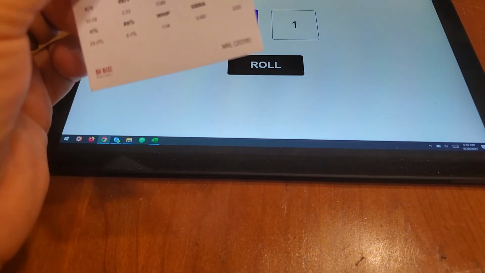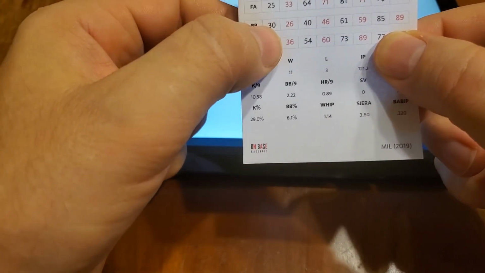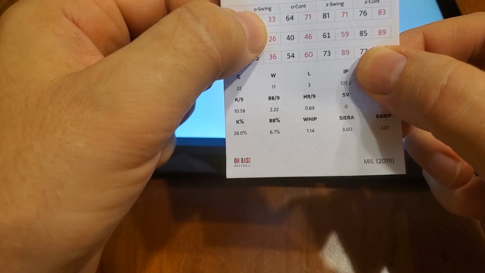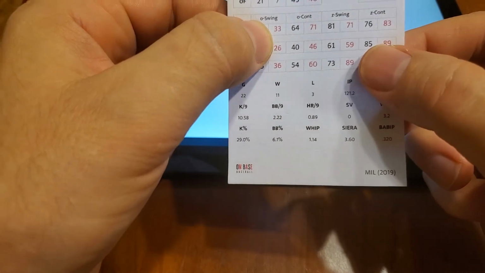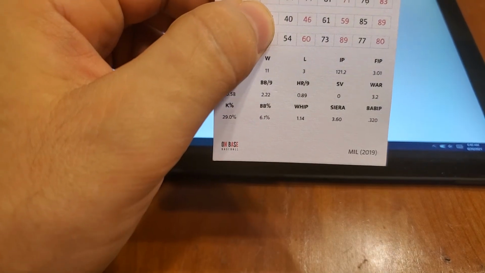Okay, and the last one is on roll number 3, which is it's always going to be here on the outside of the zone swing.